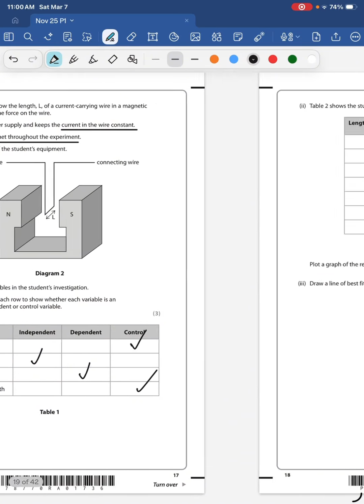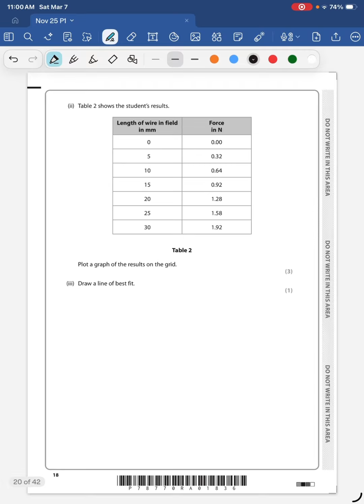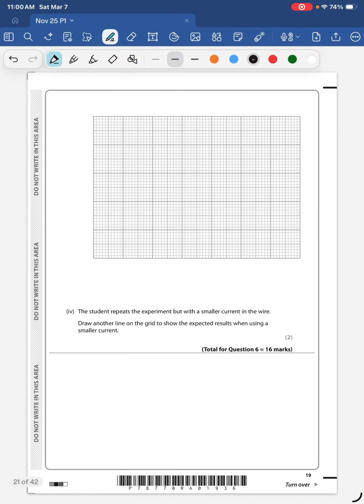Okay, let's move on. Table 2 shows the students' results, length of wire in the field in millimeters and force in newtons. Plot a graph of the results on the grid. This is something I will have to do now because I haven't done it. I was lazy when I was solving the paper, so let's do it.